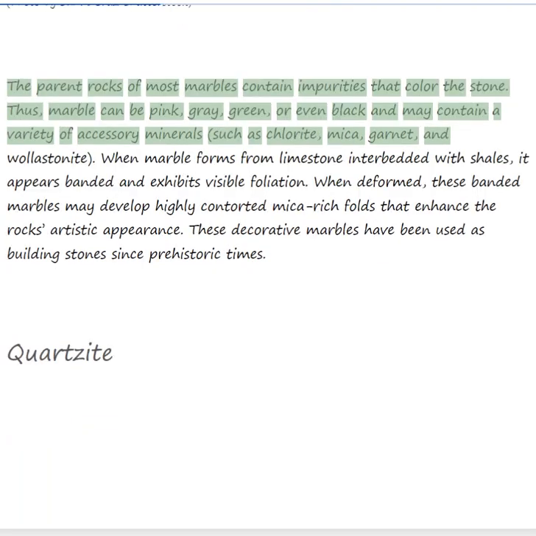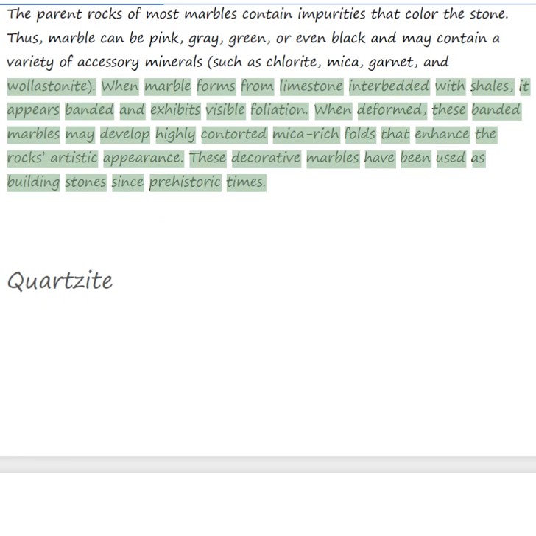The parent rocks of most marbles contain impurities that color the stone. Thus, marble can be pink, gray, green, or even black and may contain a variety of accessory minerals, such as chlorite, mica, garnet, and wollastonite. When marble forms from limestone interbedded with shales, it appears banded and exhibits visible foliation. When deformed, these banded marbles may develop highly contorted mica-rich folds that enhance the rock's artistic appearance. These decorative marbles have been used as building stones since prehistoric times.